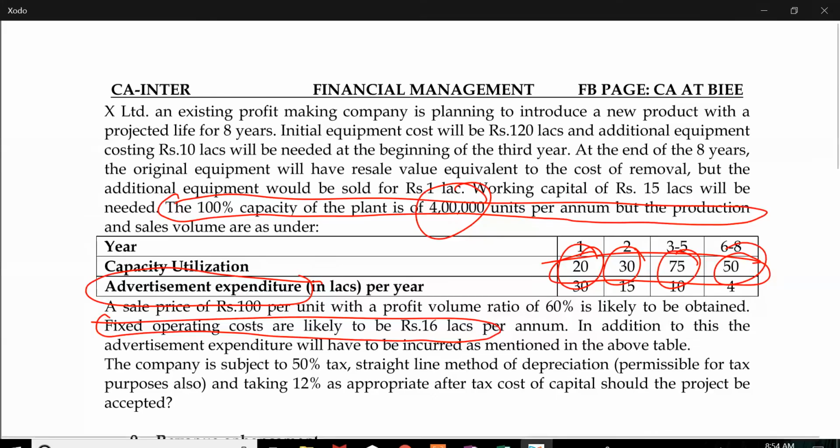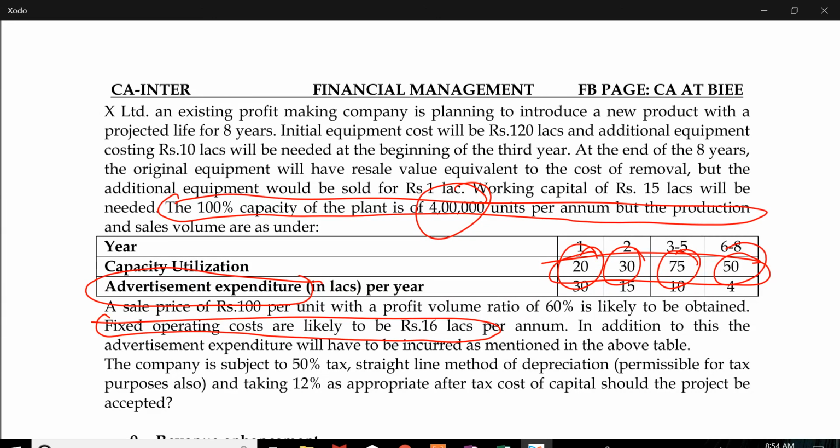Listen for some time. This original machinery was bought on day 0. What will be the depreciation of this machinery every year? Original machine depreciation for every year. How much? I want everyone's participation. What is the depreciation for the original machinery every year? It's 120 minus 0 by 8, 15 lakhs.